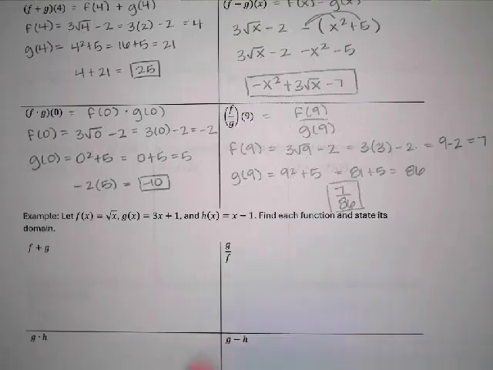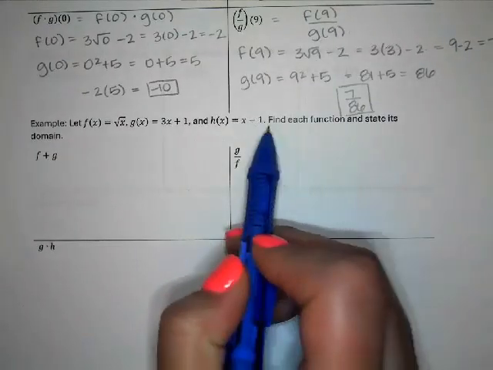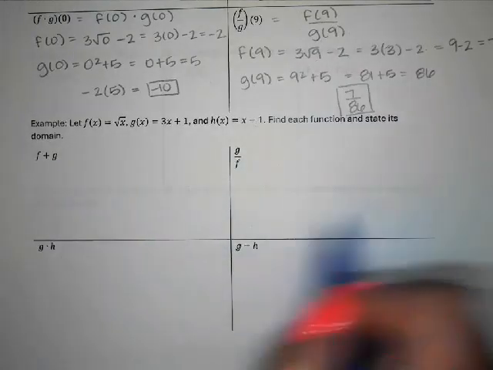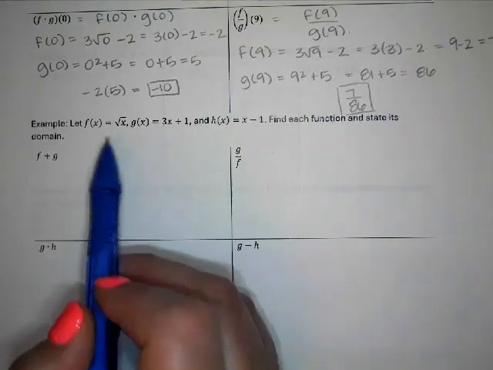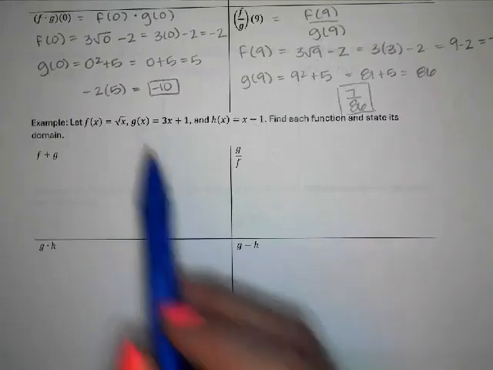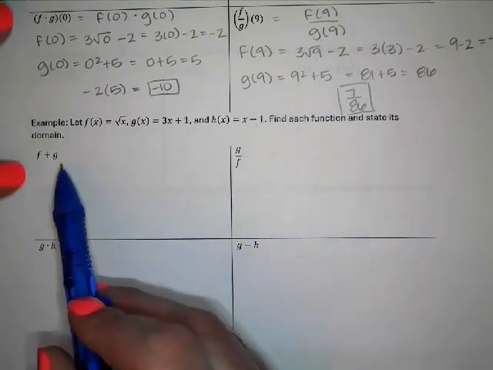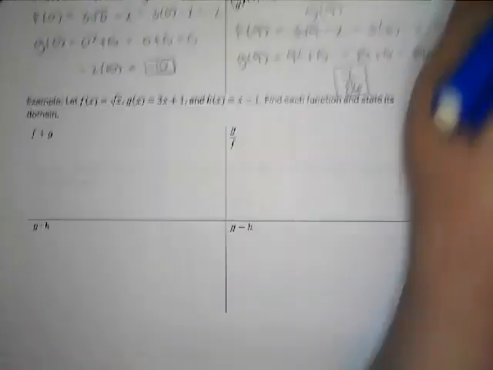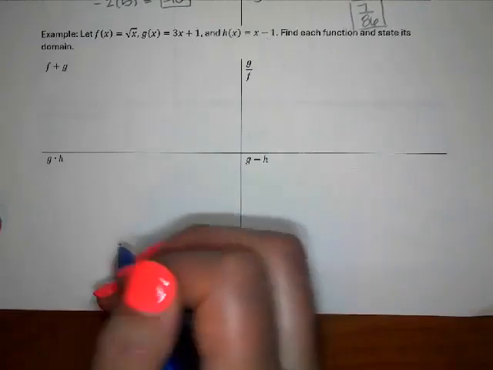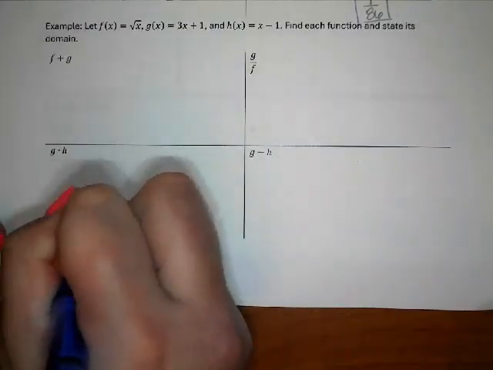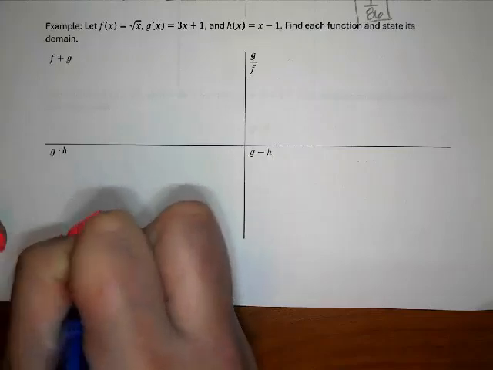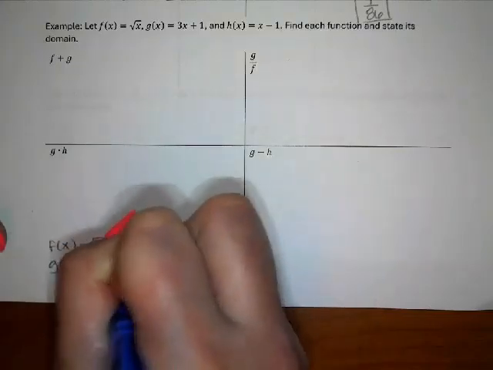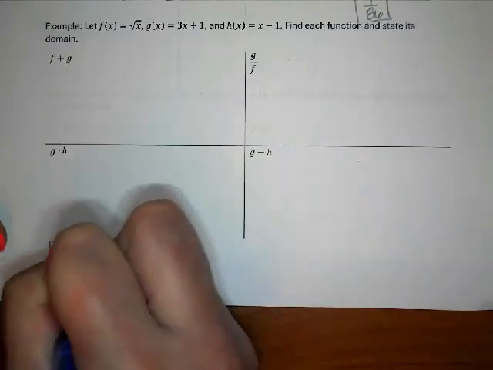Okay, next problem says, find each function, so we're going to do these different operations, but state the domain. And remember, the domain is just the x values that you can possibly plug into a function. So before we even get started doing the domain for these different functions that have been combined, let's look at the functions before they have been operated on. So we have f of x is square root x. G of x is 3x plus 1, and h of x is x minus 1.